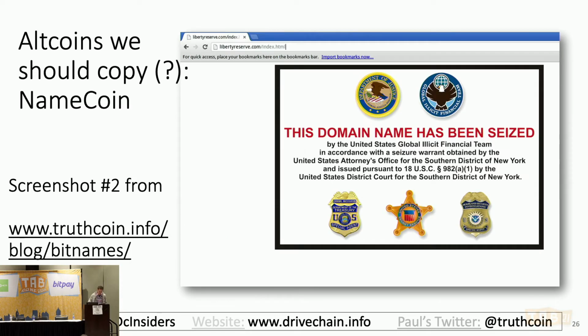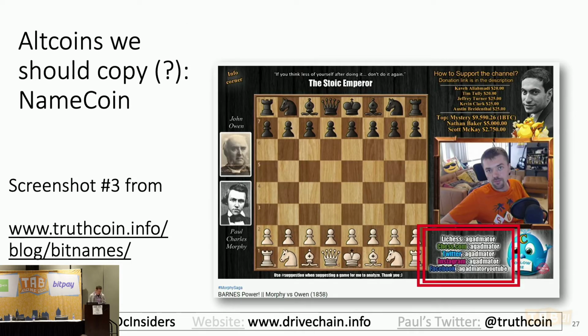This is the Liberty Reserve website domain name being seized by the United States government. And this is a guy on YouTube. In the bottom right, he has to list out all of his different screen names and where people can reach him. And to add insult to injury, one of them, the Facebook one at the bottom, doesn't match the rest. I guess he couldn't get the one that matched exactly, so he had to get a different one or something. With BitDNS, none of these problems would exist. Everyone would just have one login for every service. No one could seize your account anywhere, and people would always be able to find you. You'd have just one name.